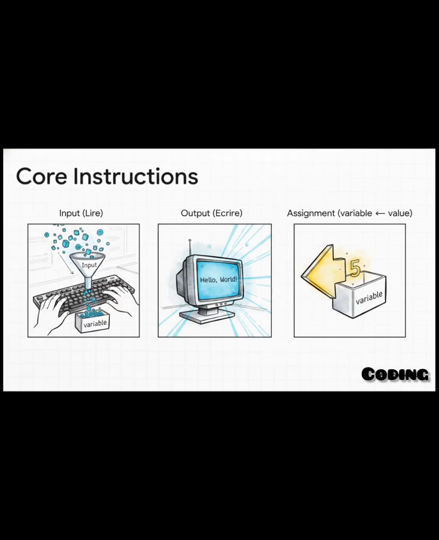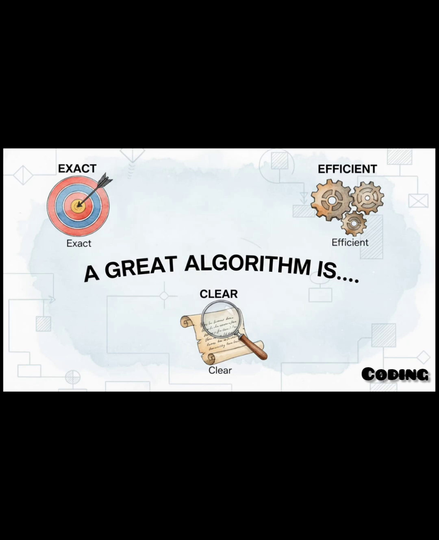And inside that structure, you're mostly doing three main things. You're reading input from a user, which you might see written as lire, which is just French for read. You're writing output to the screen, shown here as écrire, or write. And finally, you're doing assignment, which is just the simple act of putting a value into a variable, represented by that little arrow symbol.